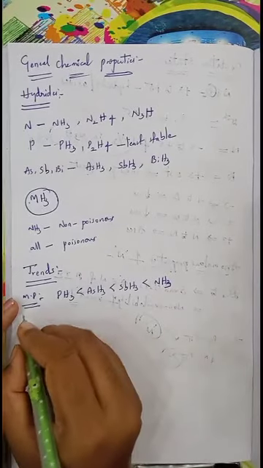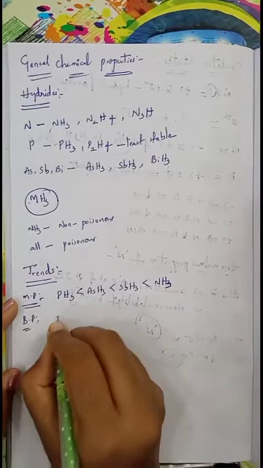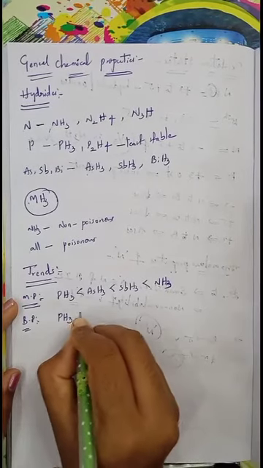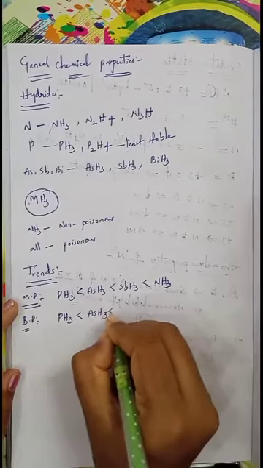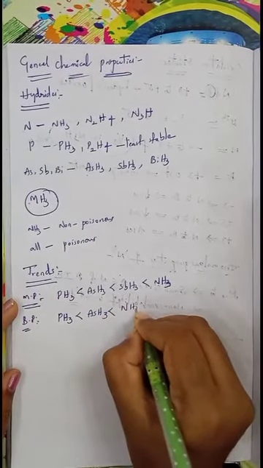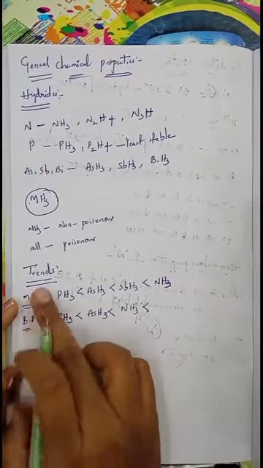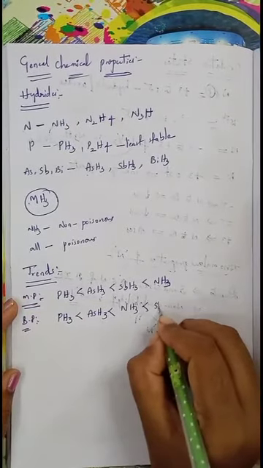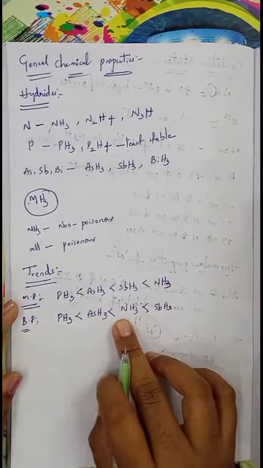Next, boiling points. PH3 has the least boiling point, then arsine, then ammonia. Here the trend is changed. When compared to melting point, these two are changed. SbH3 has a higher boiling point than ammonia.